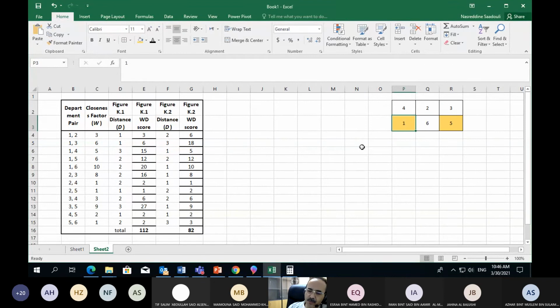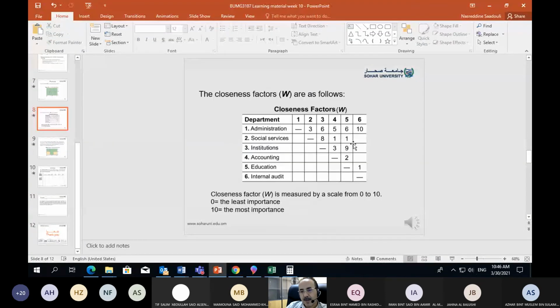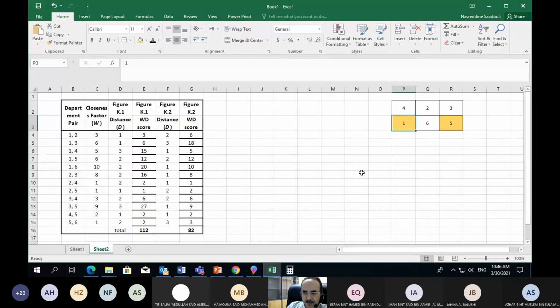This is, by the way, one way of generating the block plan. So what I do is I just look at the closeness factors and use what we call a greedy approach. That means I'm going to put the ones with the highest closeness factors next to each other and keep doing that as long as it is doable. So now I have a third plan, and we're going to do that somewhere here.